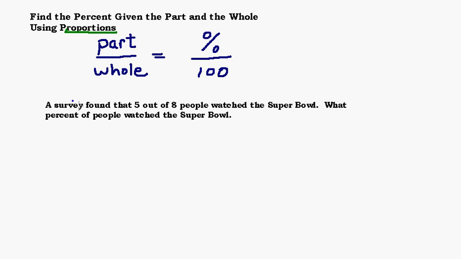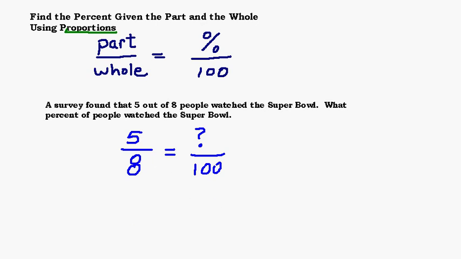So hopefully you got 5 is the part of the people that watch the Super Bowl out of 8. So 5 out of every 8 people watch the Super Bowl. And we want to know what percent is that out of 100, because that's what percent means. Percent means per 100. So if 5 out of 8 people watched it, how many out of 100 people watched it? That's what we're trying to figure out. And that will tell us the percent.